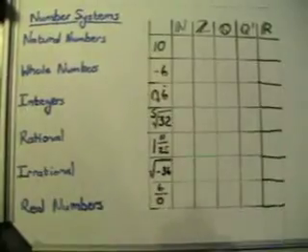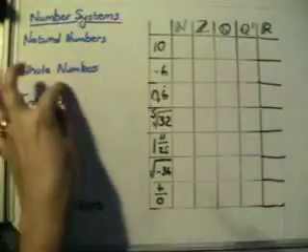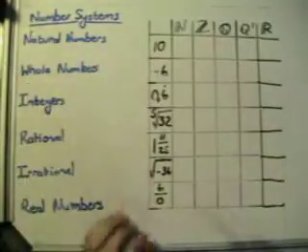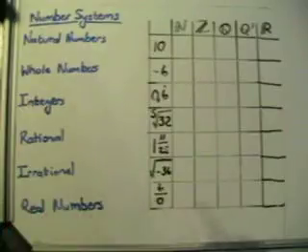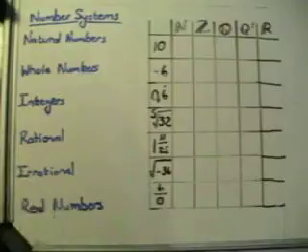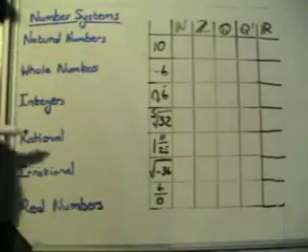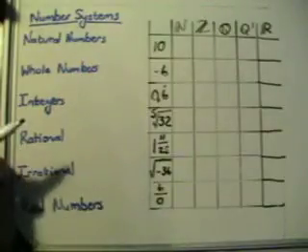The number systems. The number systems consist of mainly two big groups. The first one is the real numbers, and the second one is the non-real numbers. And then the real numbers I can divide into natural, whole, integers, rational, irrational. I'm just going to look at them quickly.